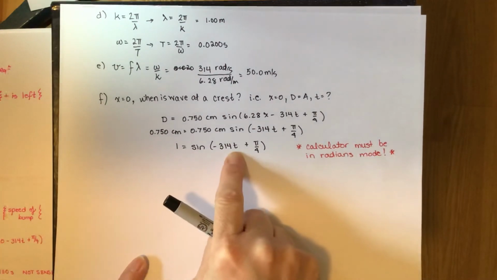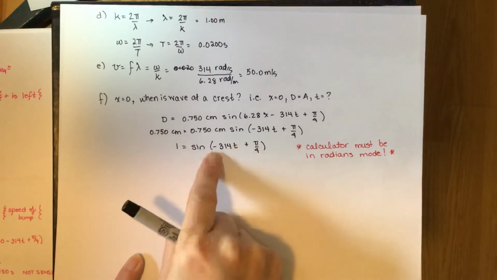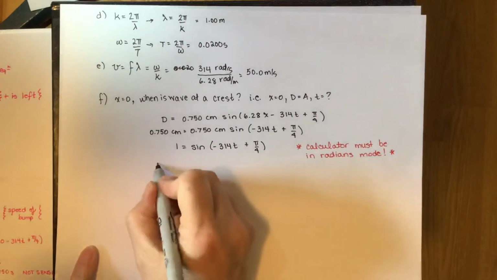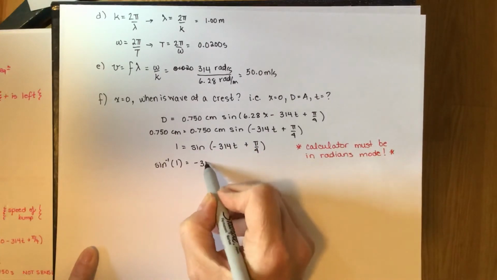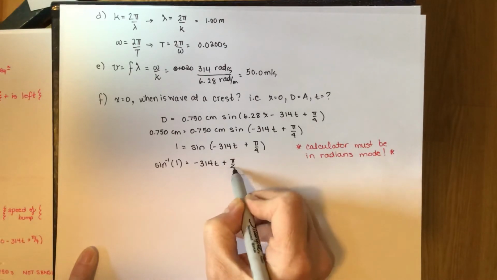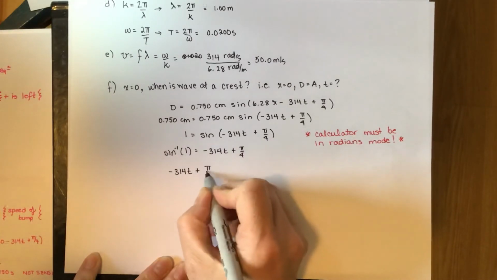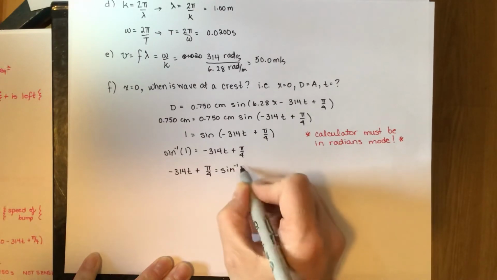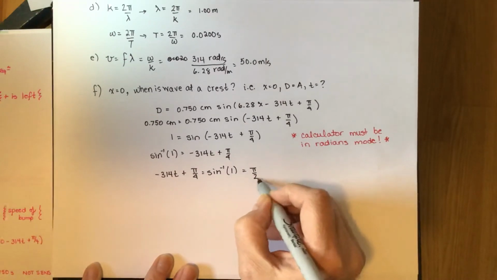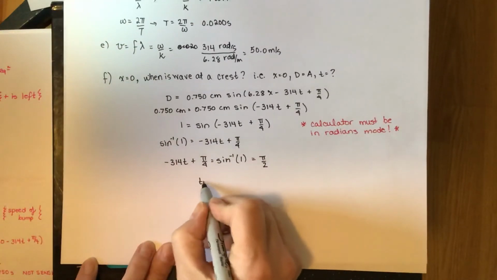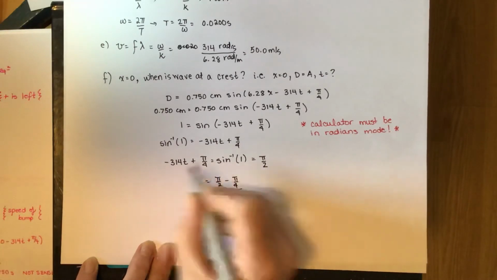If we want to find t, we've got to get t by itself. The first thing we have to do is get rid of the sine function. To get rid of the sine function, we take the inverse sine of both sides. So the inverse sine of 1. The inverse sine of a sine just leaves us with the argument. Now we want to start solving for t. So minus 314t plus pi over 4 equals the inverse sine of 1. You may or may not need to haul out your calculator for that one. The inverse sine of 1 is pi over 2. So now we can solve for t. t is going to be pi over 2, take away pi over 4, and divide it by minus 314.